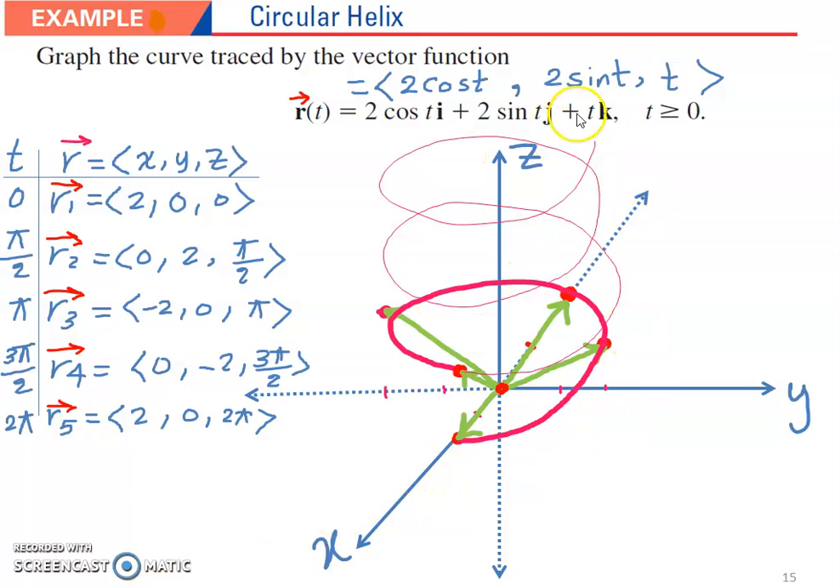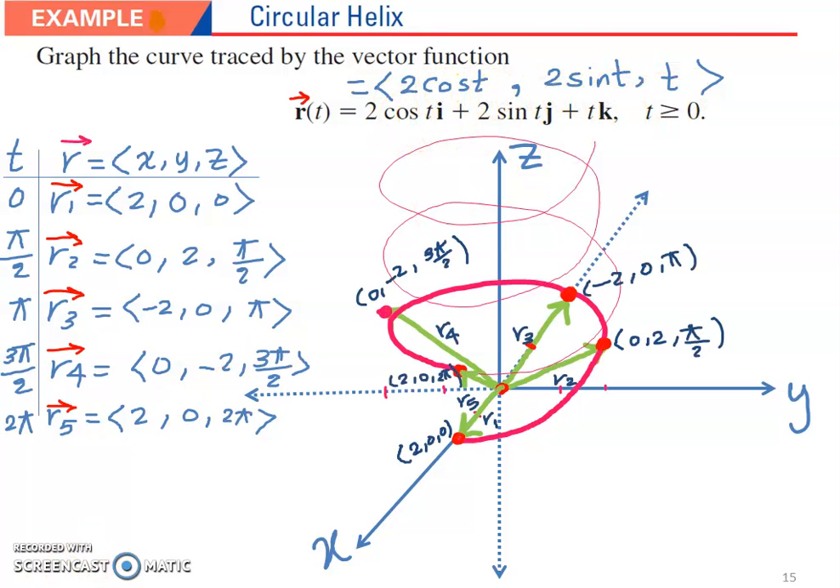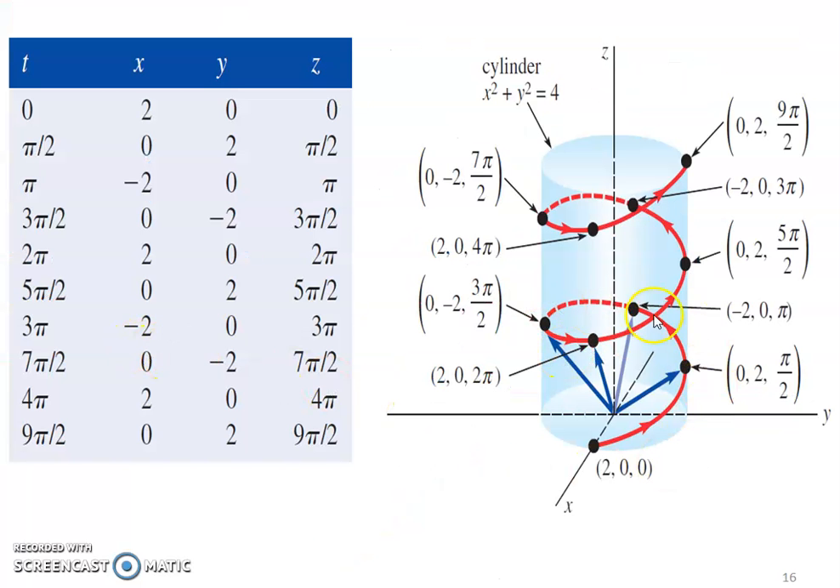So this is a circular helix traced by the vector function 2 cosine t, 2 sine t, and t. And this is how the circular helix will look like if we take more values for t.